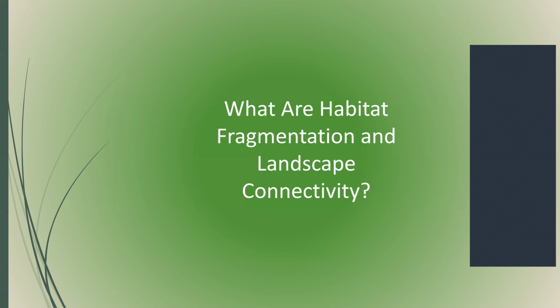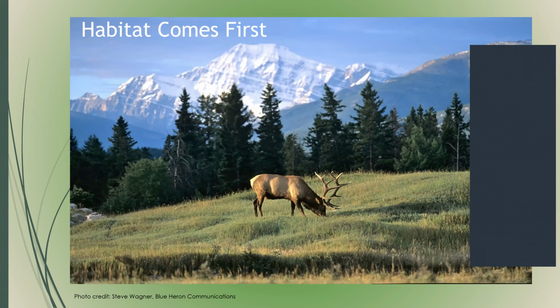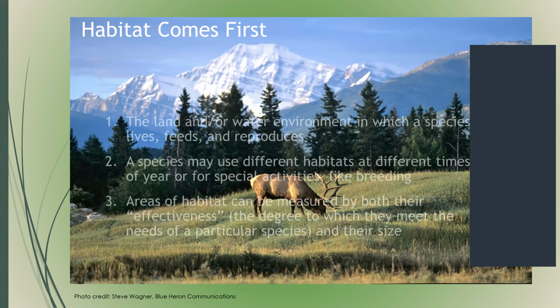So before diving in any further, I want to give you a quick explanation of habitat fragmentation and landscape connectivity. They're similar concepts, but there are also important distinctions between them. But before talking about either of them, I really need to explain what we mean by habitat. I think we all have a pretty good notion of it, but just to go a little more in depth, in the simplest terms, it's simply the part of the environment in which a species lives, feeds, and reproduces.